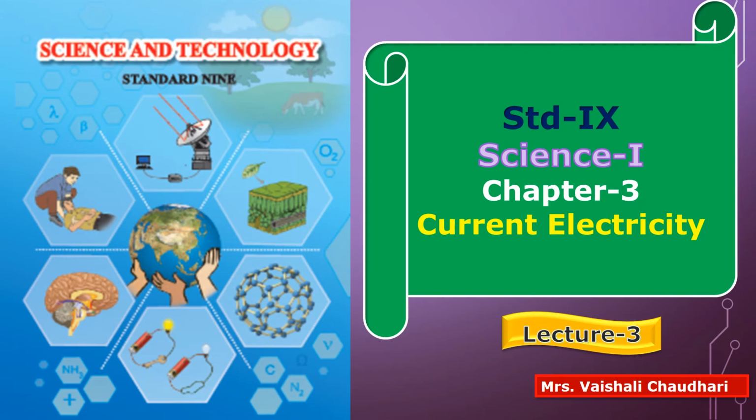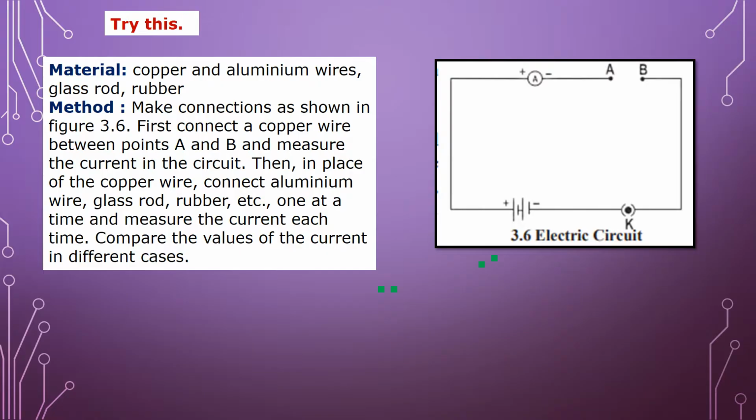Today we are going to see the remaining part of chapter number 3, Current Electricity. Now let us see one activity, children. Material required for this activity: copper and aluminum wires, glass rod and rubber. So you have to make first of all the connections that are shown in figure 3.6.